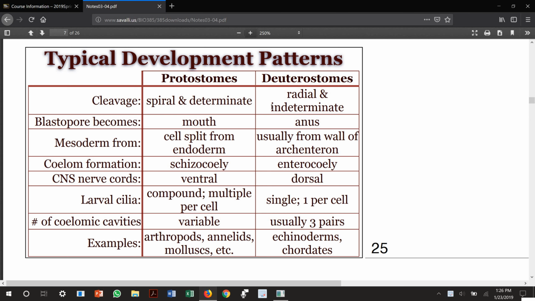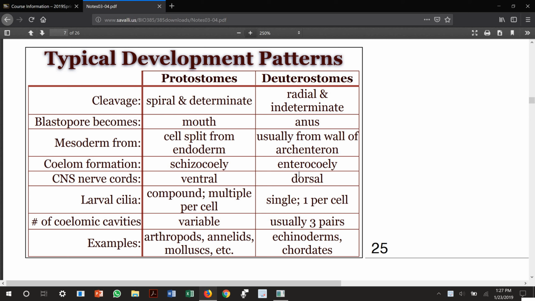The deuterostomes, in contrast, have radial and indeterminate cleavage. The blastopore becomes the anus, because deuterostome means second mouth. So the first opening is the anus, and the second is the mouth. The mesoderm in typical deuterostomes usually forms as an outpocketing of the wall of the archenteron, of the primitive gut. And the coelom therefore forms by enterocoely, by being captured in that outpocketing.